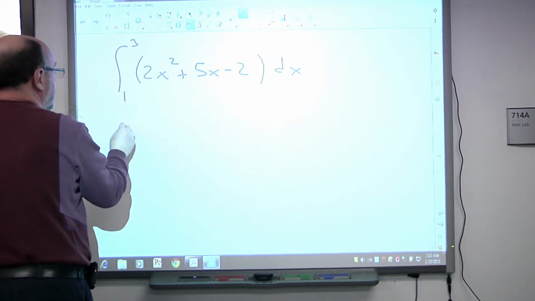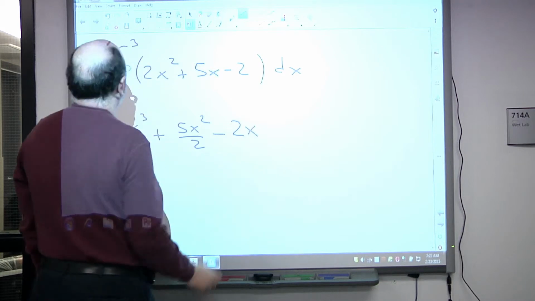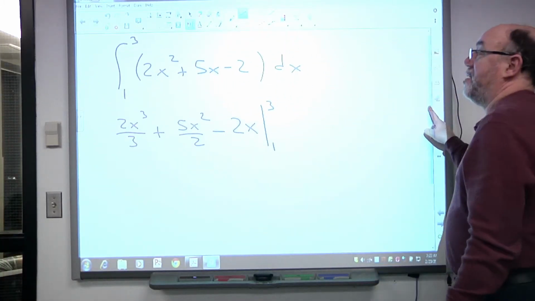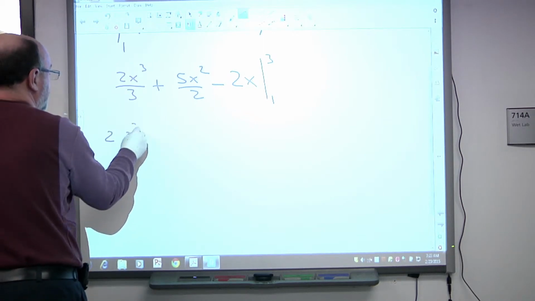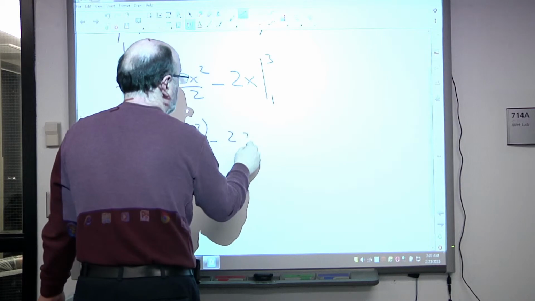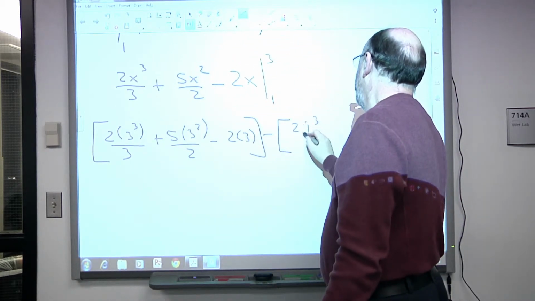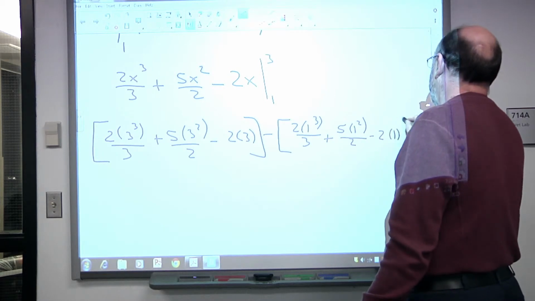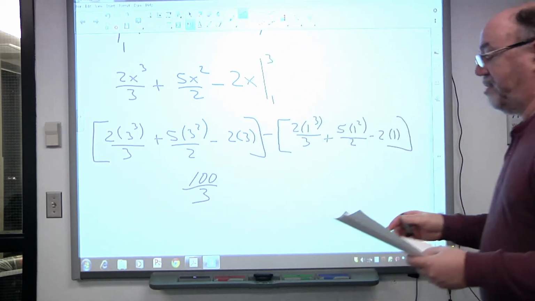So let's integrate. So here we get x cubed over 3 plus 5x squared over 2 minus 2x, evaluated from 1 to 3. So our basic rule of integration, we said, was increase the power by 1, divide by the same number. And then the next step here is just to number crunch. So 3 cubed over 3 plus 5 times 3 squared over 2 minus 2 times 3, all of that minus 1 cubed over 3 plus 5 times 1 squared over 2 minus 2 times 1. And if you number crunch that, you end up with 100 over 3. Right.